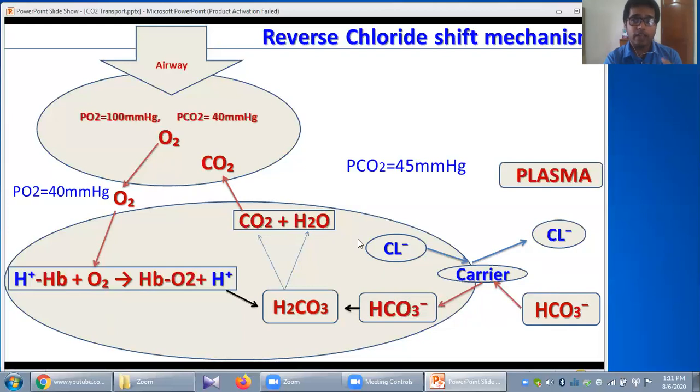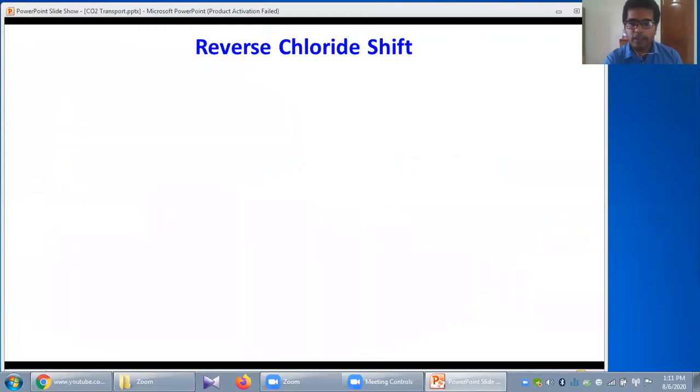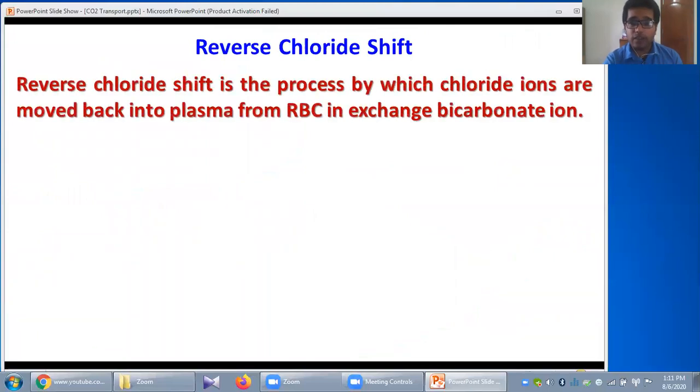So all this reaction actually becomes reversed in the pulmonary capillary. In the tissue capillary, carbon dioxide is transformed into the bicarbonate form. But here you can see in the pulmonary capillaries, or at the lung level, bicarbonate ion is reverted back to its initial form, that is the carbon dioxide form, and finally eliminated through the lung. So is it okay?